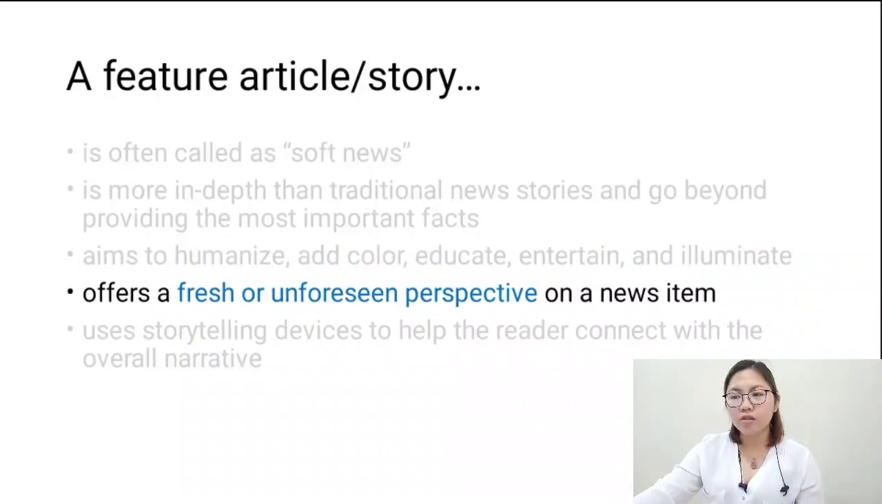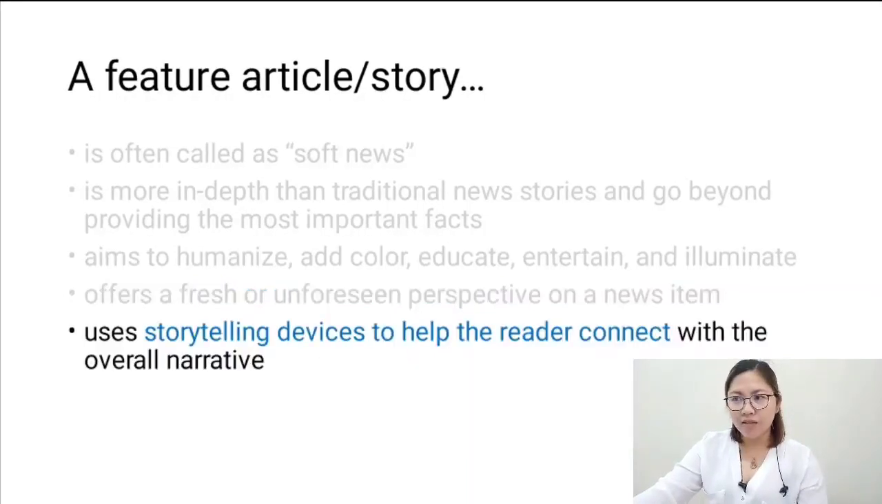A feature article also offers a fresh or unforeseen perspective on a news item. A feature article can contain a topic from centuries ago and can manage to make it relevant. Okay. A feature article also uses storytelling devices to help the reader connect with the overall narrative. Later, when we go to style and structure, we will discuss this further.